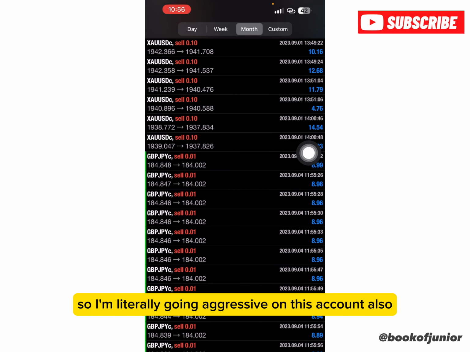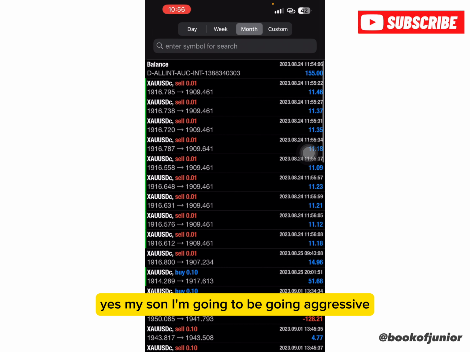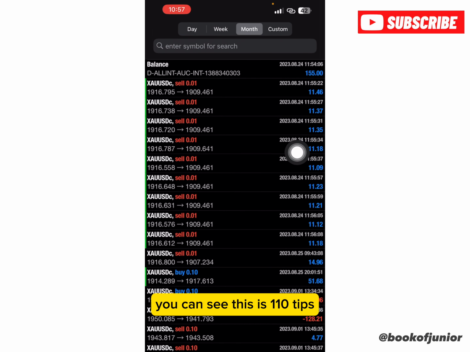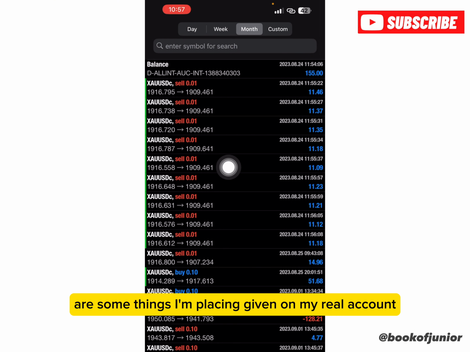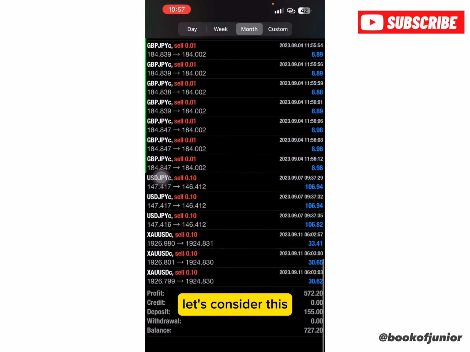So I'm literally going aggressive on this account also. I'm going to be going aggressive. You can see this is 110 pips. Look at that, gold. And you can see here, take profit hit. But these are some things I'm placing even on my real account, I mean on my big account. These are some trades I'm placing, as you can see, traders.